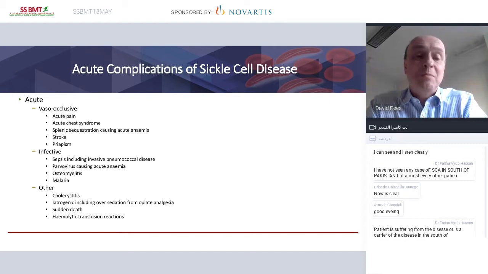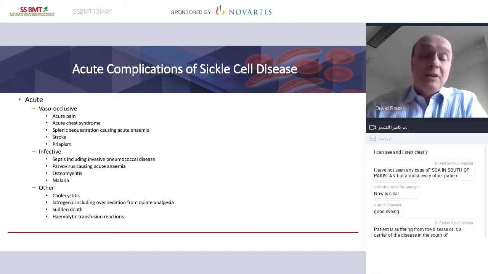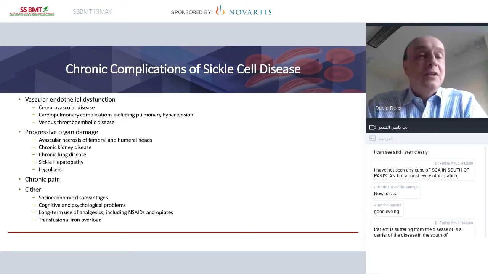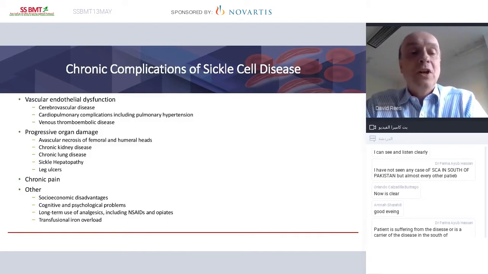Sudden death is a feature of sickle cell disease for many reasons, and then there are hemolytic transfusion reactions, which are a problem in countries where regular blood transfusion is used and available. Chronic complications are mostly related to damage to blood vessels, vascular endothelial dysfunction, including cerebrovascular disease, pulmonary hypertension, and venous thromboembolic disease, or they're related to progressive end organ damage, such as causing avascular necrosis, chronic kidney disease, chronic lung disease, sickle liver disease, which involves lots of things, and leg ulcers.